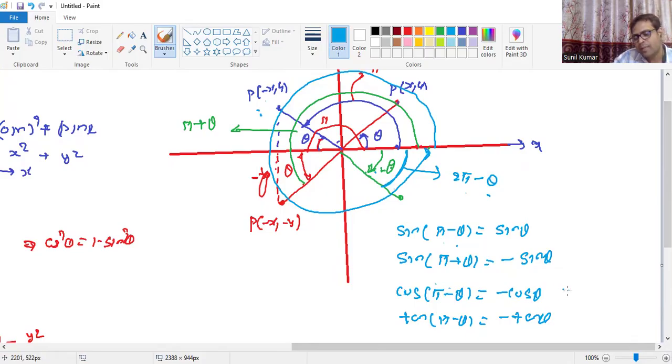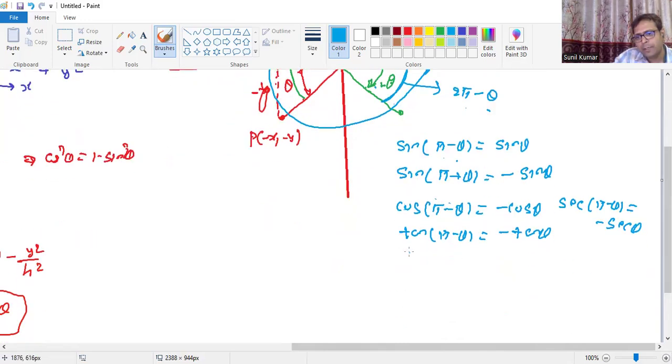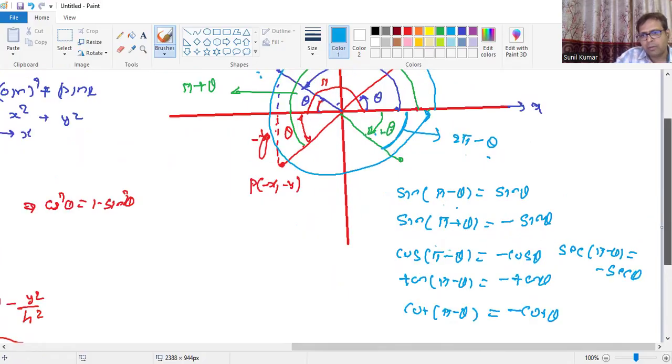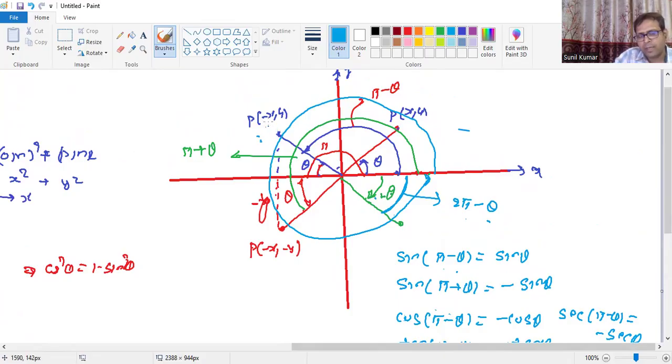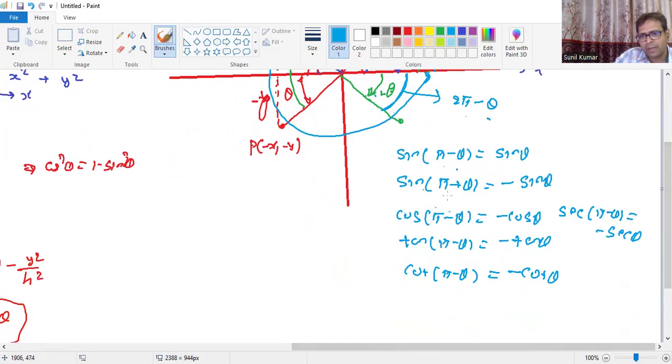Similarly, sec(pi minus theta) is also minus sec theta, and cot(pi minus theta) is minus cot theta. So according to the quadrant system, in the second quadrant except sine and cosec, all are negative, we can write. Similarly, as we did for sin(pi plus theta), I'm going to write it for cos also.